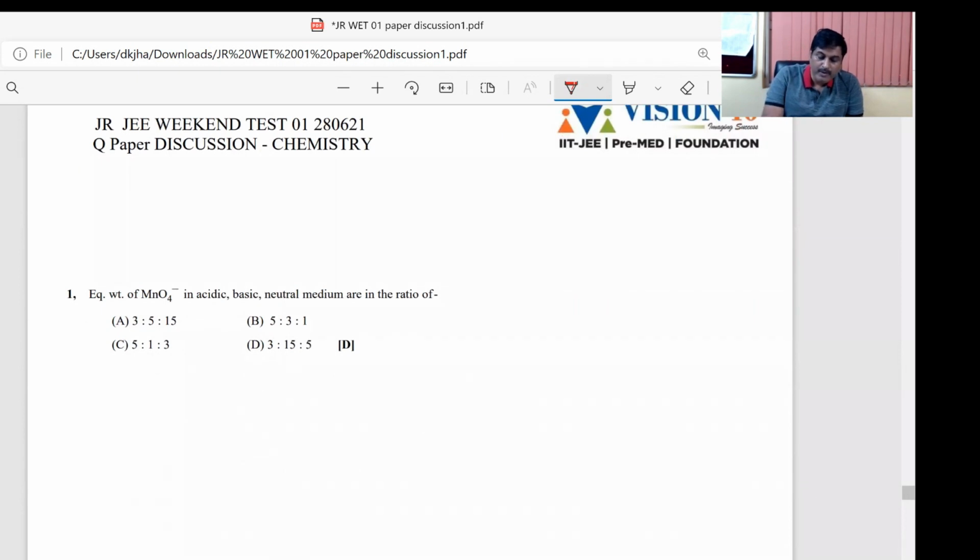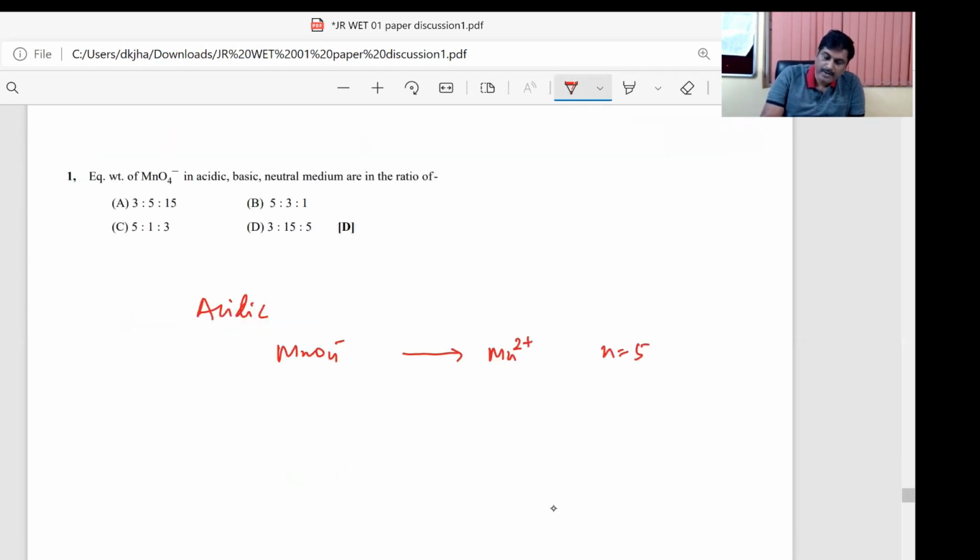Equivalent weight of MnO4 minus in acidic medium, basic medium, and neutral medium. I already discussed in the class that in the acidic medium, MnO4 minus is changed to Mn2 plus. There the n factor is 5. Equivalent weight is equal to what? Equivalent weight is equal to the molecular mass divided by 5.